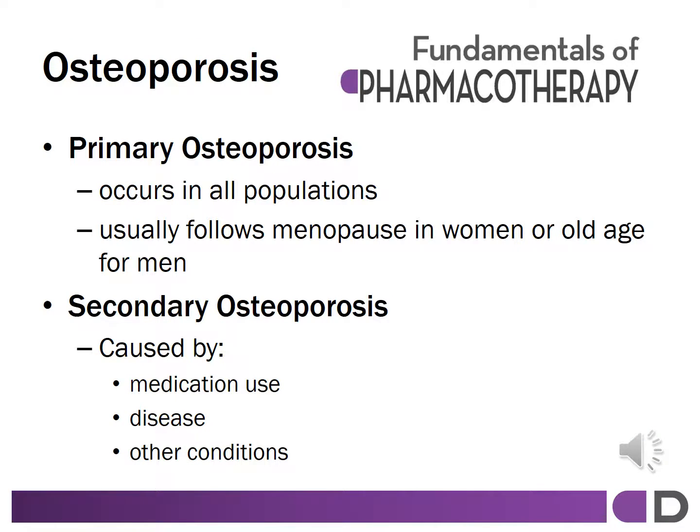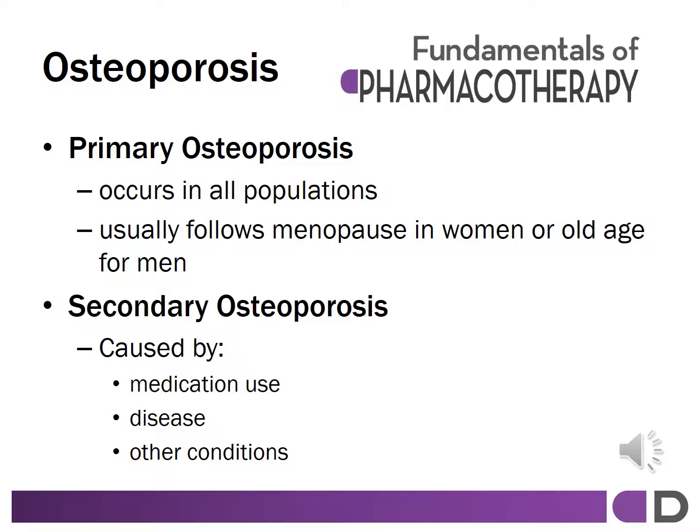There are two categories of osteoporosis, and they differ on their risk and etiology. Primary osteoporosis occurs in all populations. It happens to everyone, because everyone starts with a certain bone mass and loses it over time. As we said, peak bone mass is between 18 and 25 years old, and then it starts to decline. While primary osteoporosis affects men, women, and all ethnicities, it is primarily seen in women after menopause and older age for men.